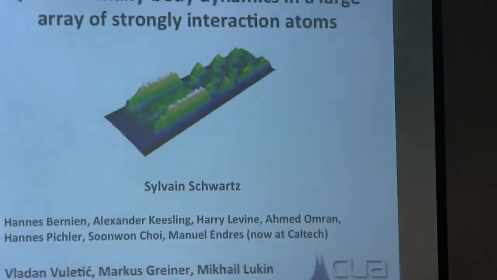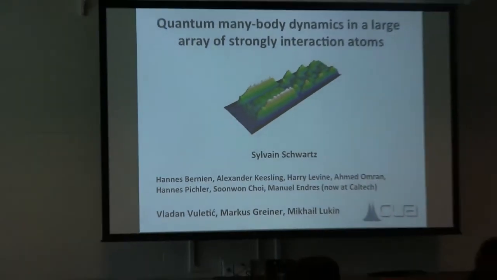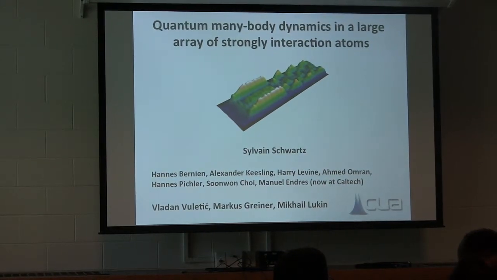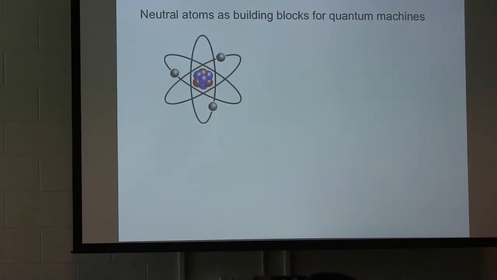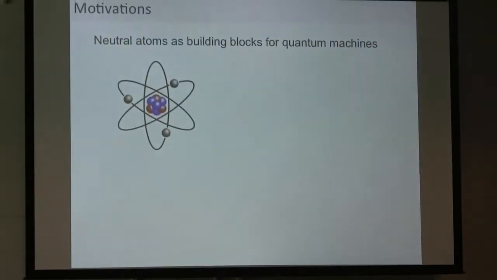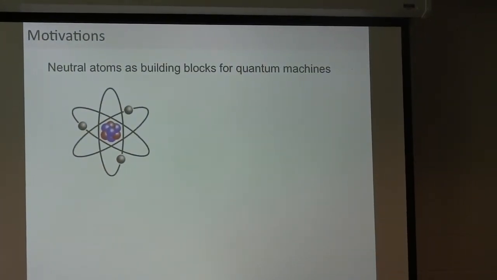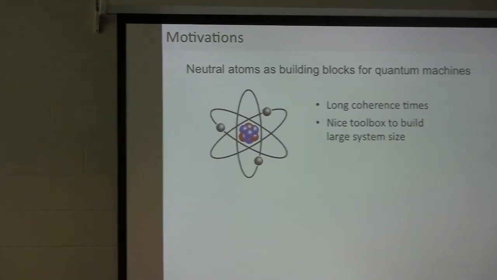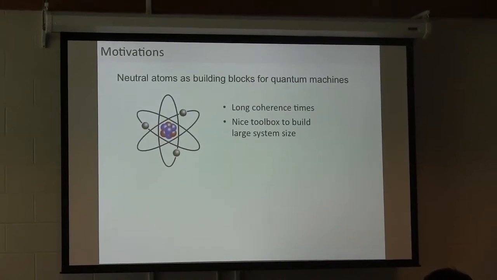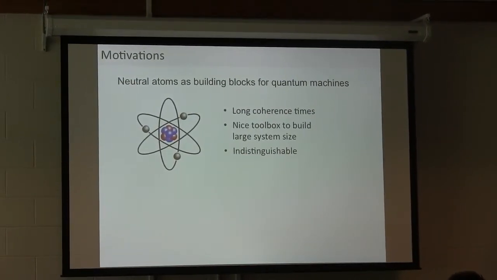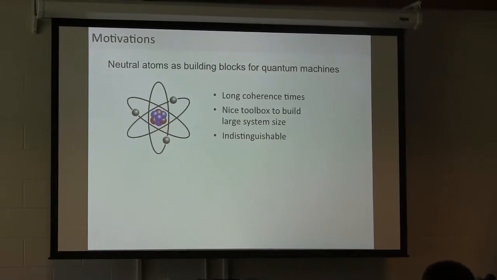So this experiment is performed here at Harvard in the group of Misha Lukin in collaboration with Manuel Endres, Vladan Vuletic, and Markus Greiner. And so, as most people in the room, I guess, our motivation here is to investigate neutral atoms as an elementary building block to make quantum machines. And we're especially motivated by that because of long coherence time, because of the nice AMO toolbox, which makes it relatively easy to prepare large ensembles of neutral atoms, and also by the fact that they're indistinguishable, which is a strong asset for such an elementary building block.